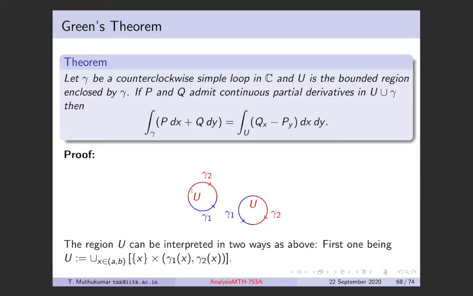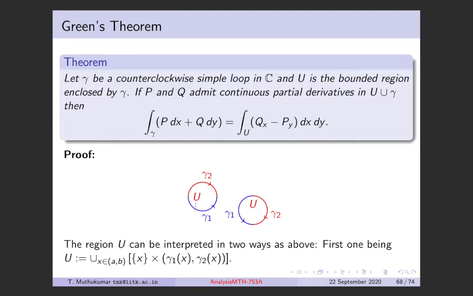I mean, the region enclosed by gamma, so the interior of gamma. So this interior of gamma is U, right? Now this U can be interpreted in both ways. This is something like you do if you have come across Fubini's theorem, changing the order of integration. So this U can be interpreted in two ways.